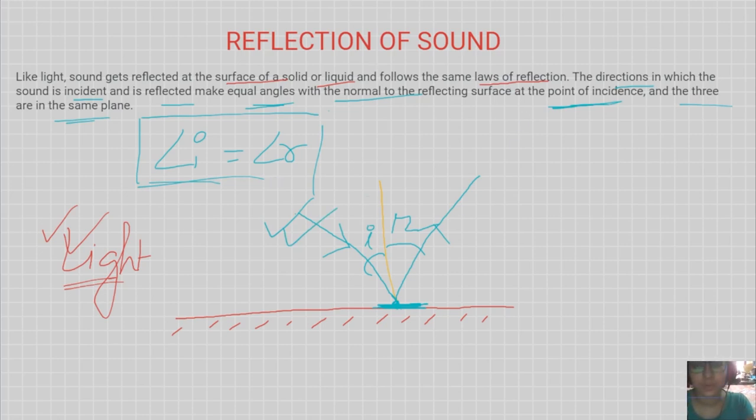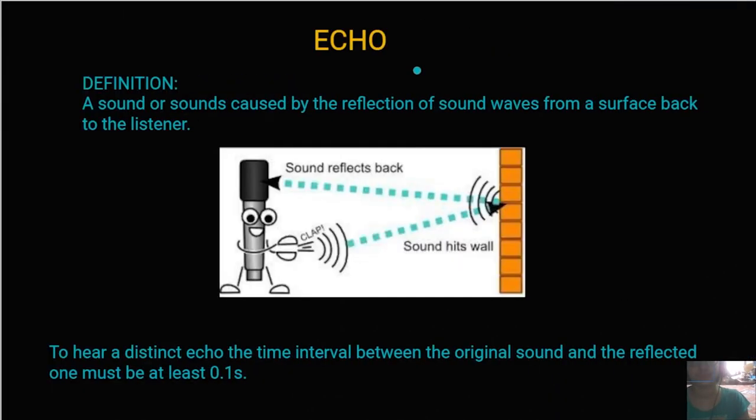Okay. So now, why is this important? Like, why are we talking about the reflection of the sound? Because this gives the basis of echo. So now, what is an echo? Echo is a sound or sounds caused by the reflection of sound waves from a surface back to the listener.